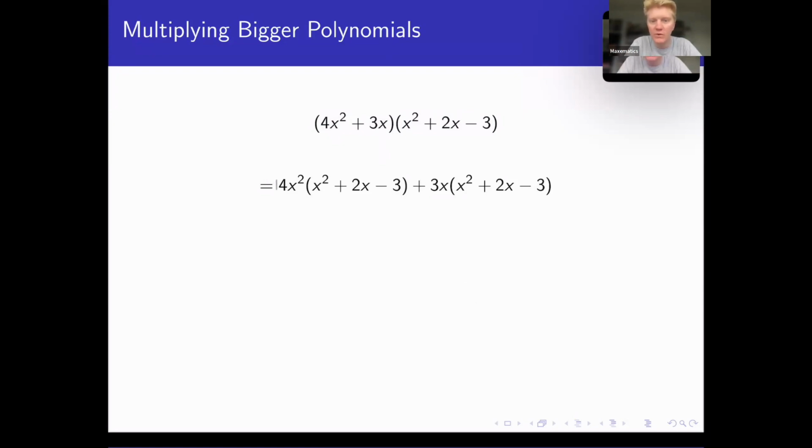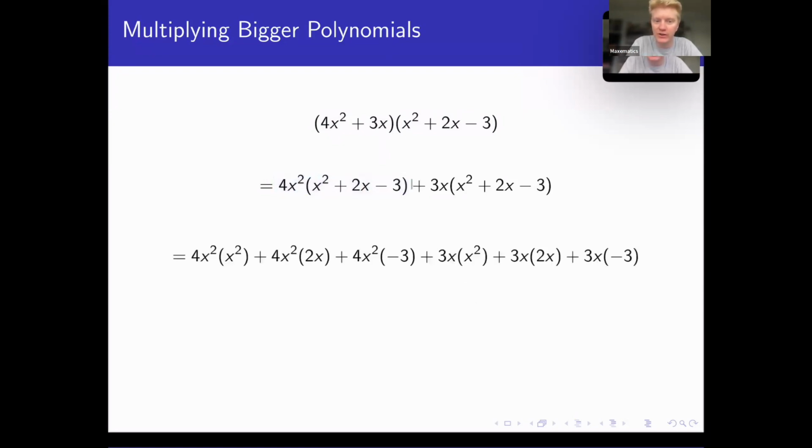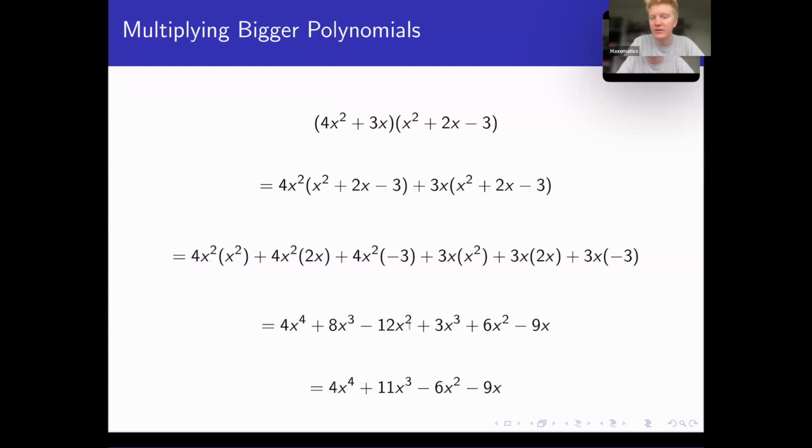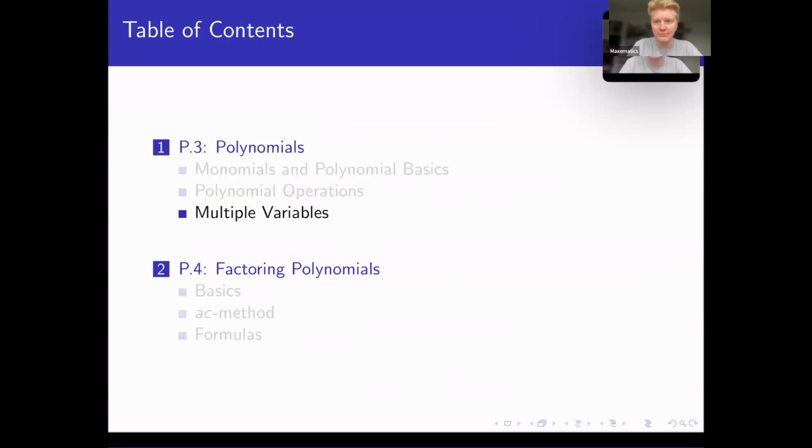Okay? Well, what we can do here is now just distribute 4x squared to each term. And now this is just a series of multiplying together. Okay? 4x squared times x squared, 4x to the fourth. 4x squared times 2x, 4 times 2 is 8. X squared times x, x cubed, and so on. I think you guys are okay up to there. And now just combine some like terms. 8x cubed plus 3x cubed, 11x cubed, negative 12x squared plus x squared, negative 6x squared. So that's how we can FOIL, or FOIL on a grander scale.